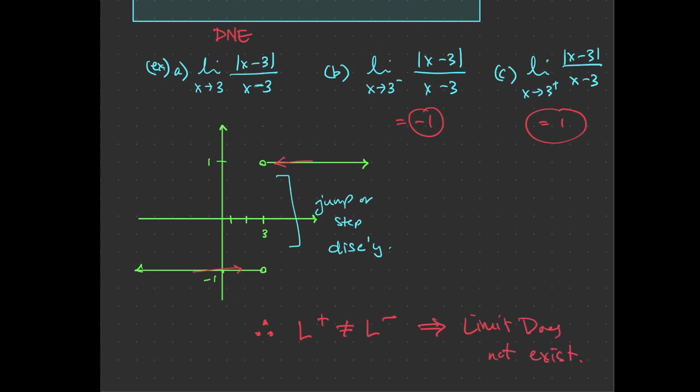Okay. So sometimes we're used to the limit not existing because it blows up to infinity, but we can say that the limit doesn't exist when it just doesn't agree from either side.